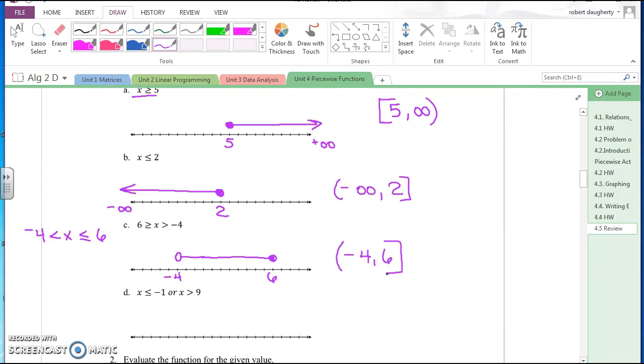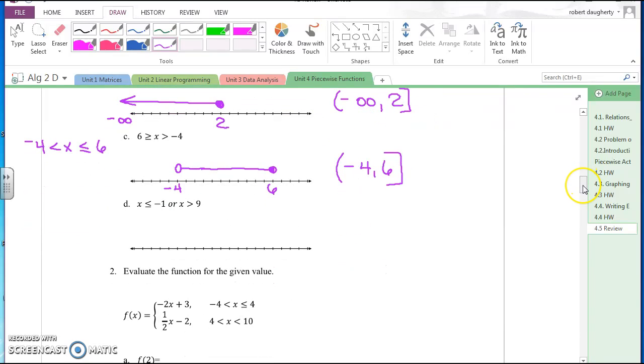6. Part D, x is less than negative 1 or x is greater than 9. Smallest number of those is negative 1. The biggest number is 9. Less than or equal to negative 1, that is a closed circle, shade to the left. Greater than 9, that's an open circle, shade to the right.